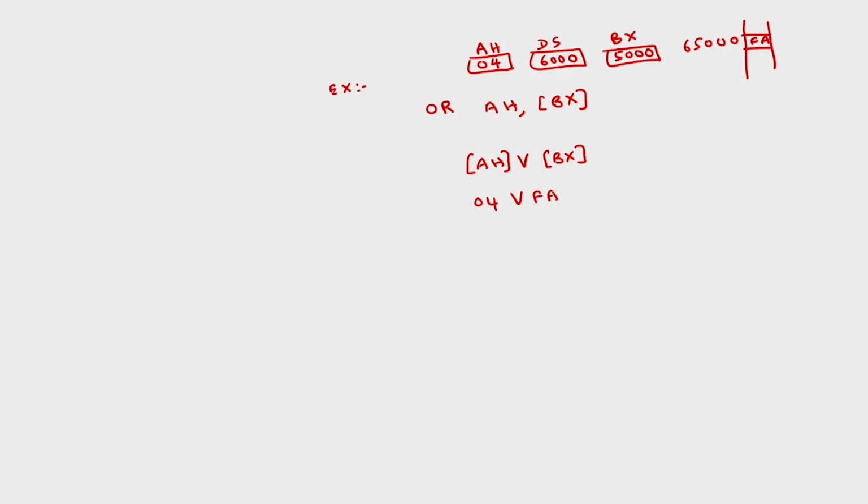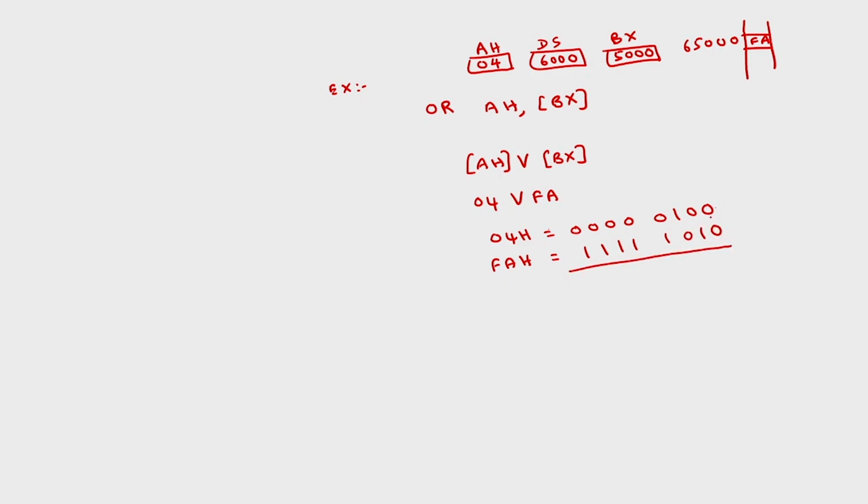So if I take the logical operation in terms of the bits, 04H is 0000 0100, and FAH will be 1111 1010. So, bit by bit you have to OR.